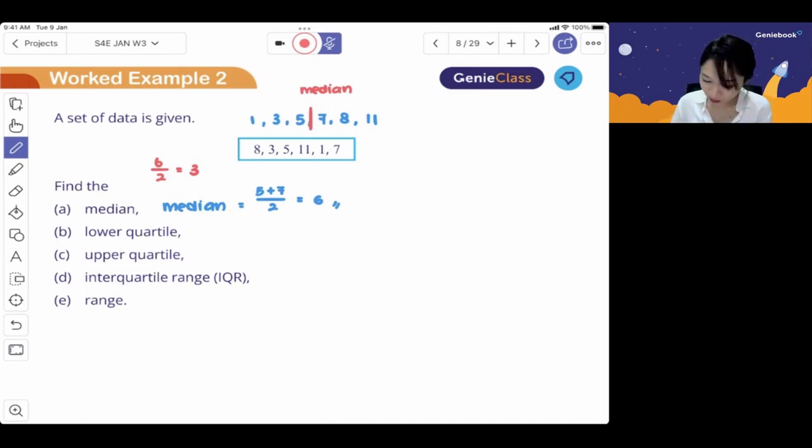Very good, Denise. Well done. Okay, is this clear? So always remember, when you have an even number of data, you must find the average between two numbers. Now, lower quartile.